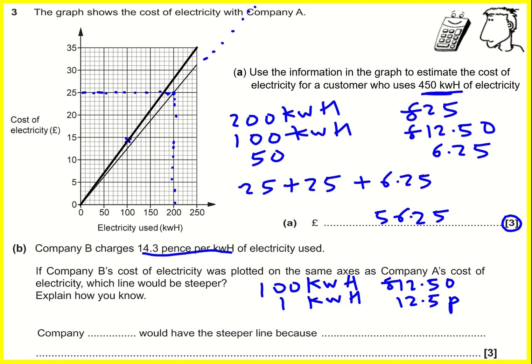so company B would have the steeper line because it costs more per kilowatt hour. I think I've shown enough here. I've shown a calculation, I've even drawn a line, and I've written the correct answer in the conclusion.